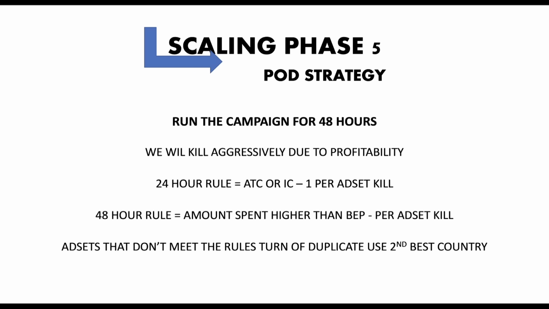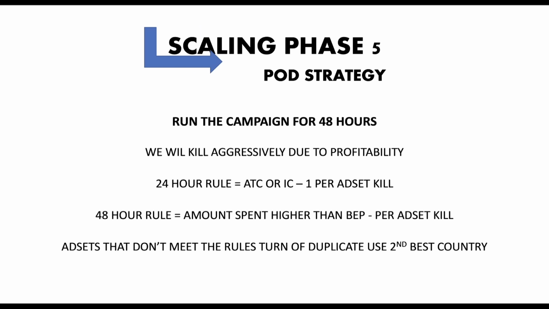If the amount spent is higher than the break even, kill the ad set. Ad sets that don't meet the rules, make sure you turn them off and you use the second best country. So let's say, for example, ad set 2 is video view 75.95 US. Let's say it didn't meet one of these rules. I would turn it off, duplicate it, and I'll do video view again, but this time instead of US, I would change it to the next best country. Ad sets that don't meet the following rules, turn them off and duplicate them to the second best country.